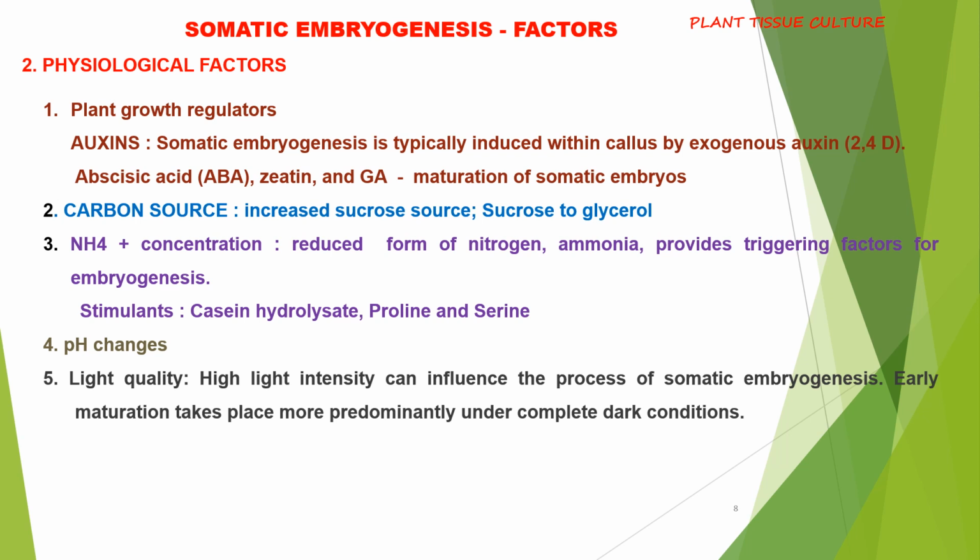Concentration of ammonium salts also affects somatic embryogenesis. Casein hydrolysate, proline, and serine have been found to be effective in inducing somatic embryogenesis. Light quality, photoperiod, pH changes or shocks, and temperature shocks also affect the process of somatic embryogenesis. Certain additives to the media like antibiotics, ethylene action inhibitors, and oxygen concentration also affect the somatic embryogenesis process.